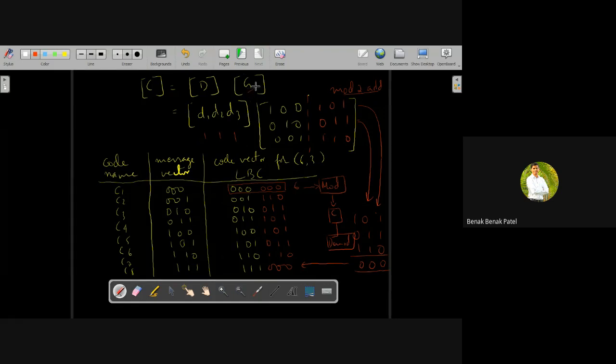And this generator matrix will be present where? In the channel encoder part. This will be present in the channel encoder.